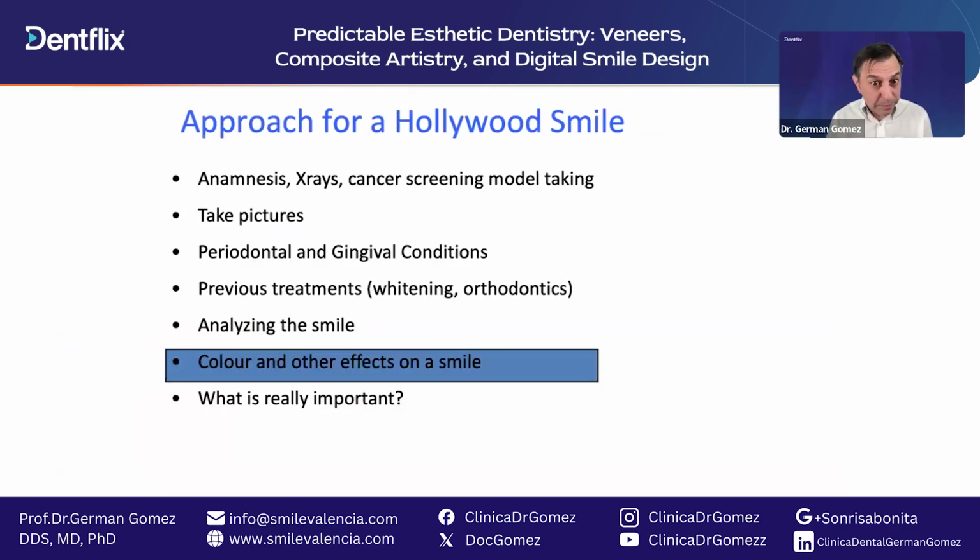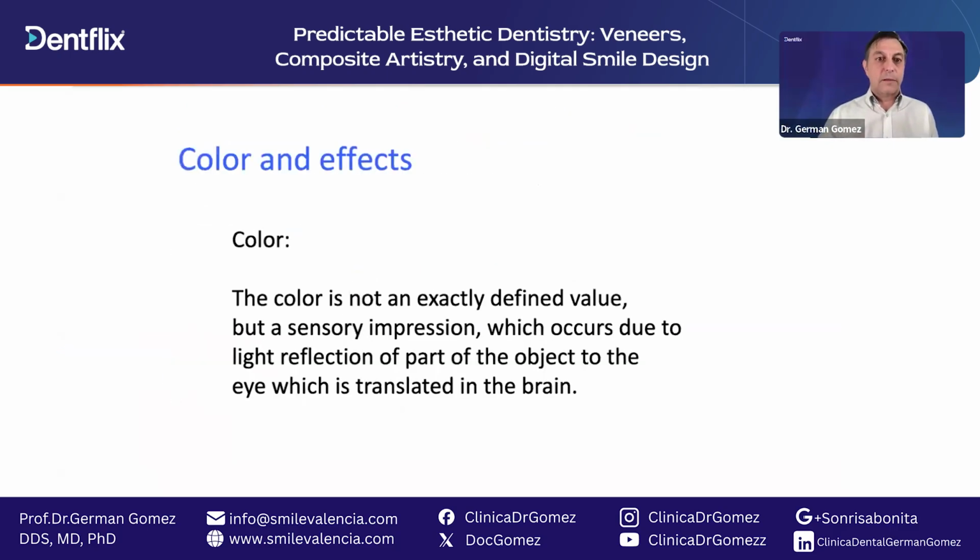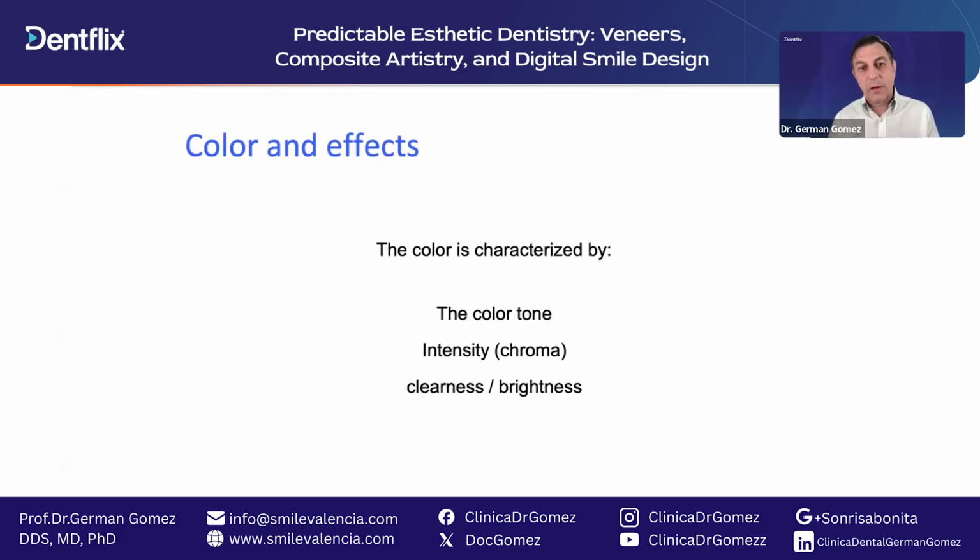Okay, good. Then the color and other effects on a smile. So the color is not an exactly defined value, but a sensory impression which occurs due to the light reflection of part of the object to the eye, which is translated in the brain. So what does that mean? That means the color is characterized in three ways: the color tone, intensity, and if it is bright or darker. Okay, so we have green, bright green, and dark green. Okay, we have an intense green and a more washy green. And we have green, and we have blue, and we have red. So that's the tone.